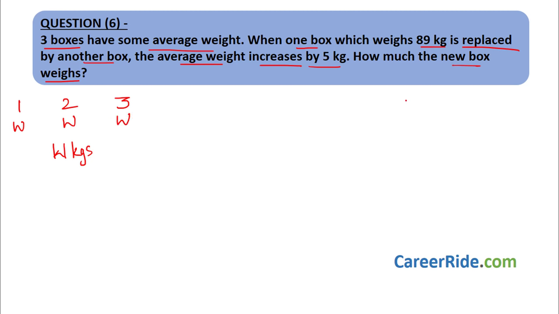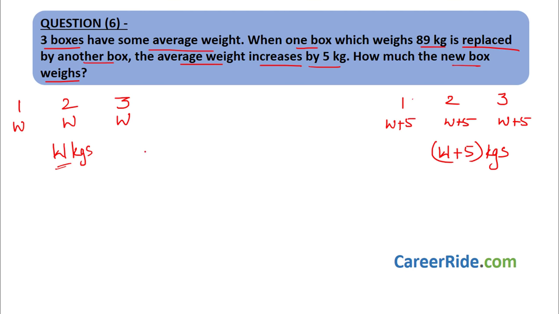Now, let us assume there are other three boxes, 1, 2 and 3, and the average weight of these three boxes is W plus 5 kg, or what we can say, it is 5 more than the previous weight. So 5 kg more than the previous weight, that is nothing but W plus 5 kg, right? So what will be the individual weights of the boxes? W plus 5 kg, W plus 5 kg and W plus 5 kg.